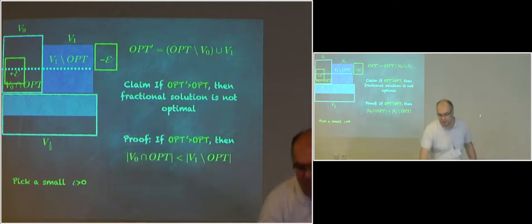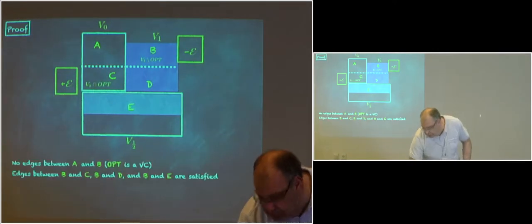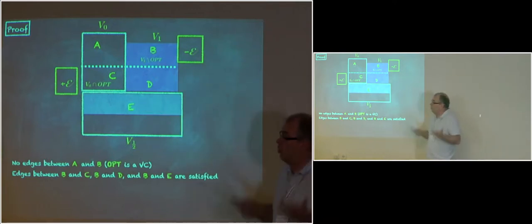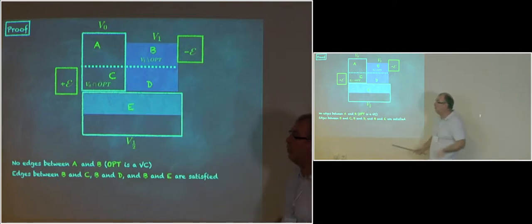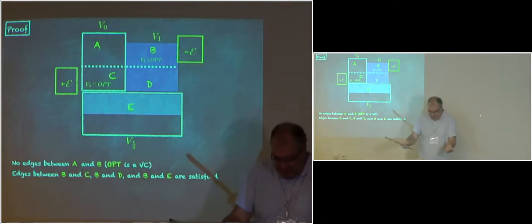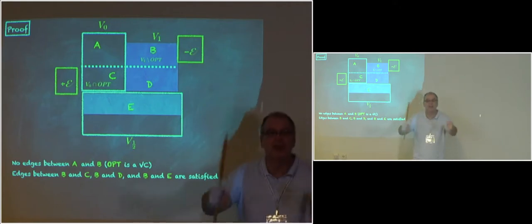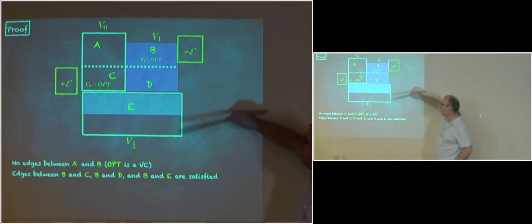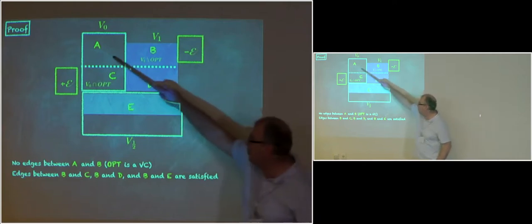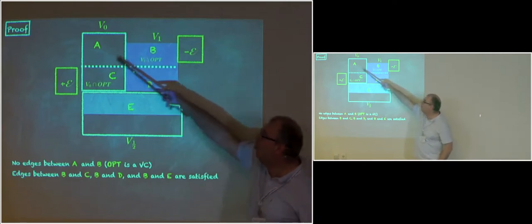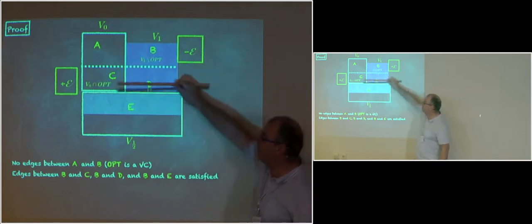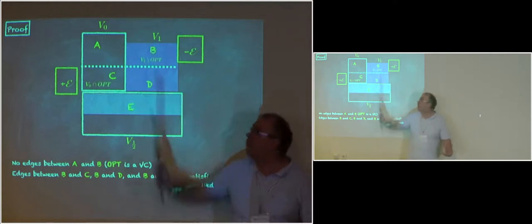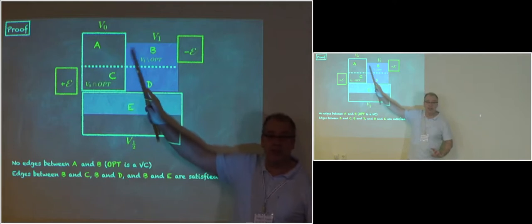Okay, so what's happening here? To show that this is still a valid solution for the linear program, I have to show that the constraint that for every edge the sum of its endpoints is at least 1 still holds. There are no edges between A and B, just because opt was a vertex cover, which means that A and B should be an independent set. So there are no edges coming here, and I cannot damage any condition here.